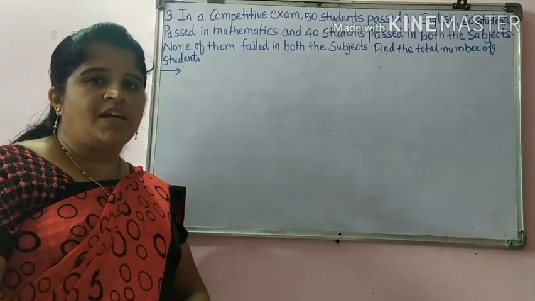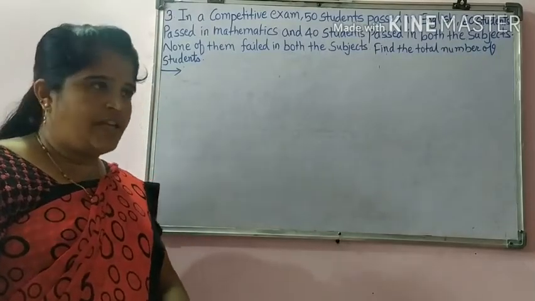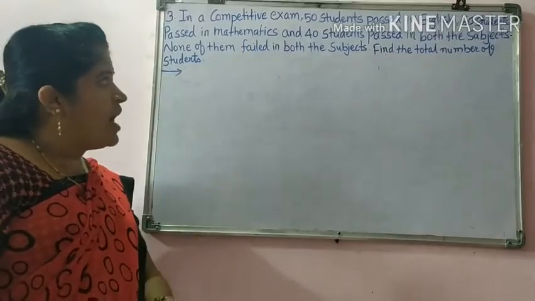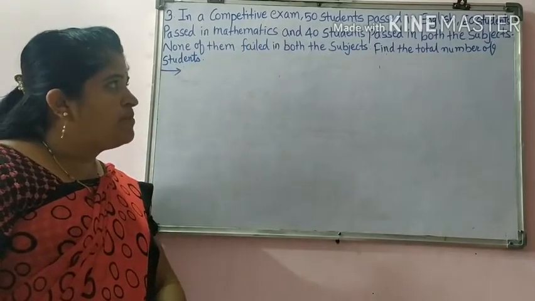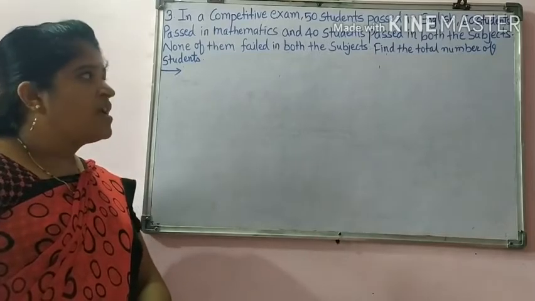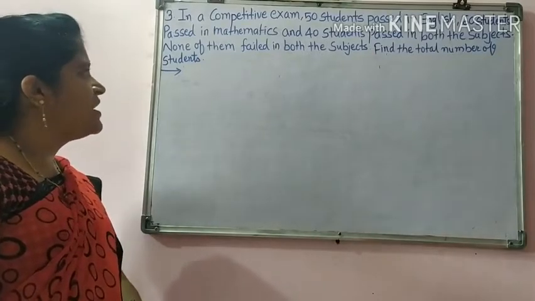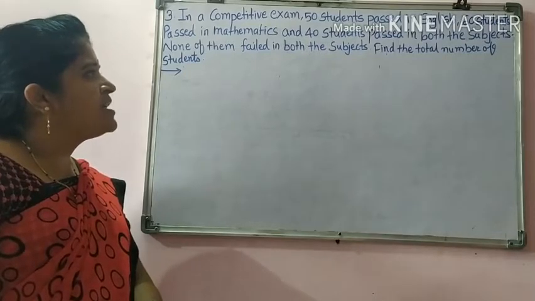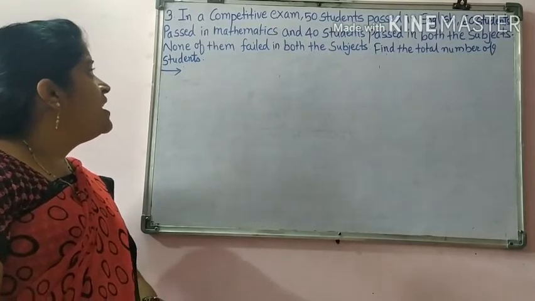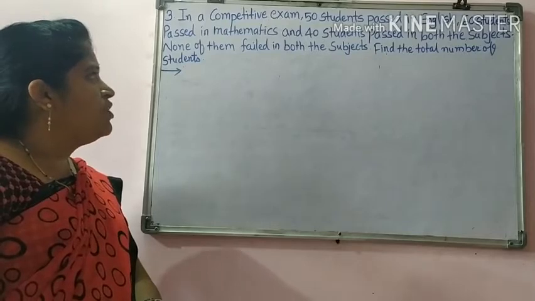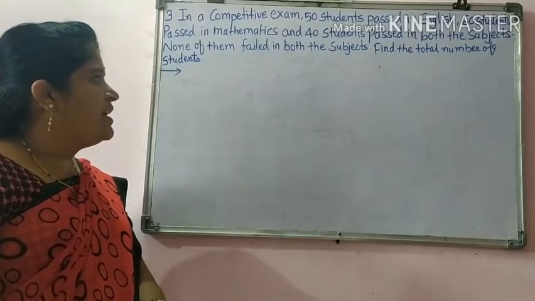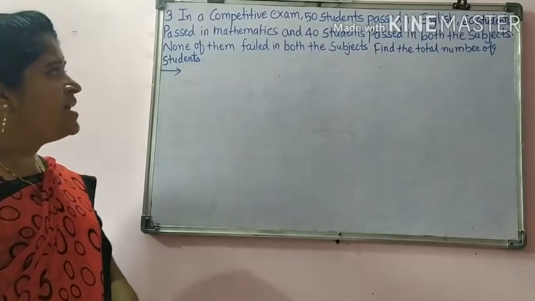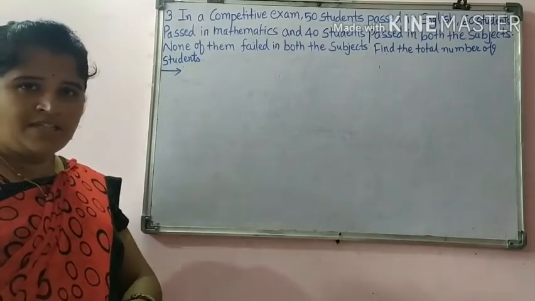Let us see our third example from practice set. Our third example is, in a competitive exam, 50 students passed in English, 60 students passed in mathematics and 40 students passed in both the subjects. None of them failed in both the subjects. Find the total number of students. It means that there are 50 students passed in English.